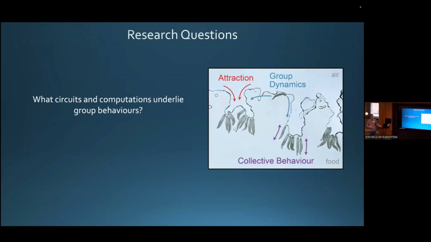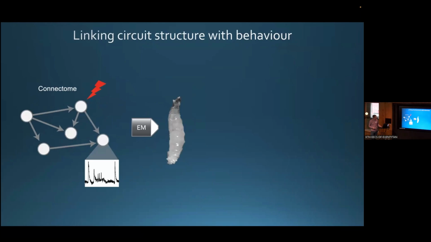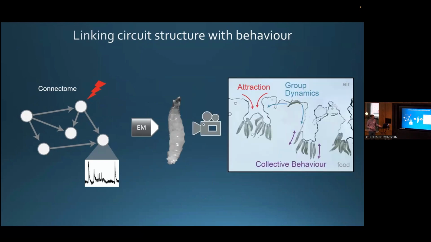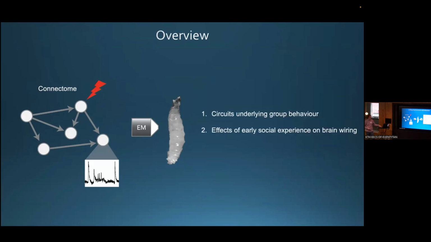And basically our questions are what circuits and computations underlie these group behaviors, and then how are they disrupted by environmental or genetic perturbations. Okay, and so this is kind of the summary of the tools we have. So we have the connectome, the ability to manipulate nodes and edges. And the first bit I'm going to tell you about is how we're using behavioral recording to get at this. So this is the first section.